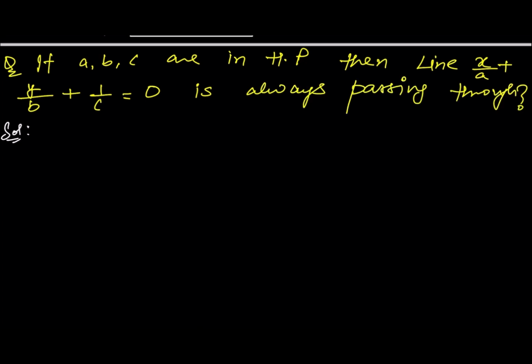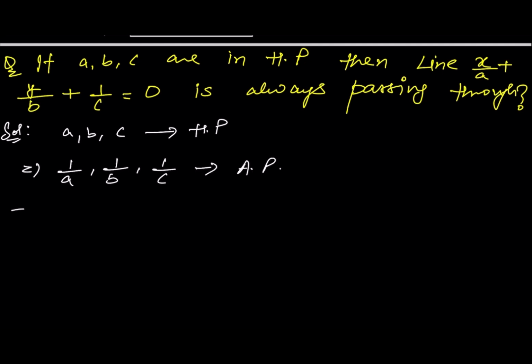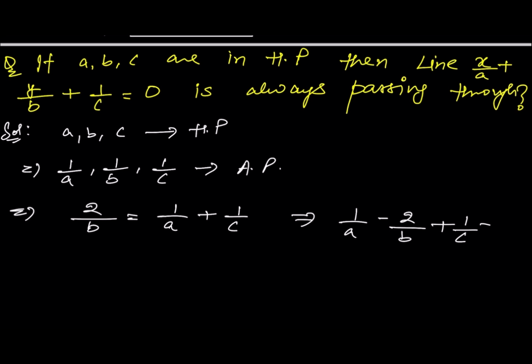So if a, b, c are in HP, it implies 1 upon a, 1 upon b, 1 upon c are in AP. Or 2 upon b is equal to 1 upon a plus 1 upon c, or I can write 1 upon a minus 2 upon b plus 1 upon c is equal to 0. And the other given line is x upon a plus y upon b plus 1 upon c is equal to 0.